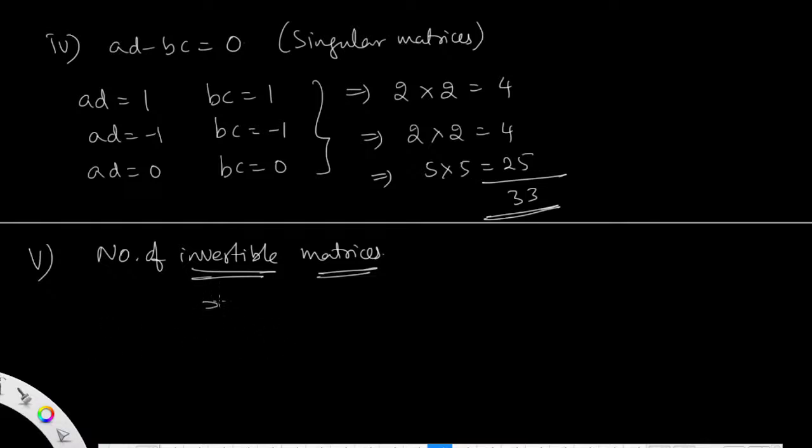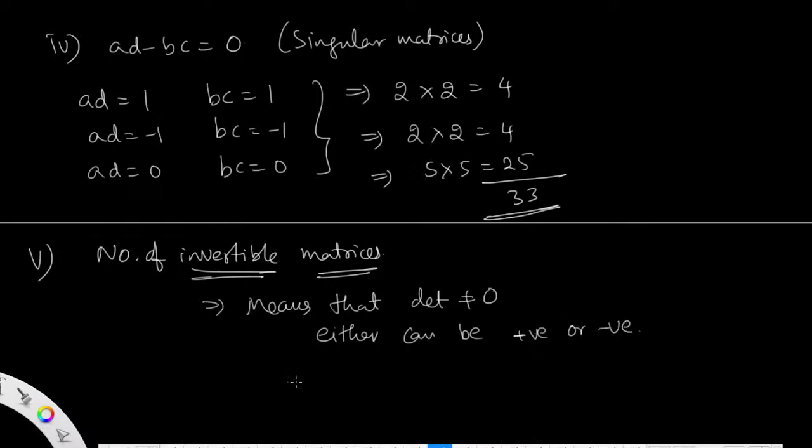So write that down. The invertible matrix definition: the determinant should not be equal to 0. It can be either negative or positive. Then it is said to be invertible.